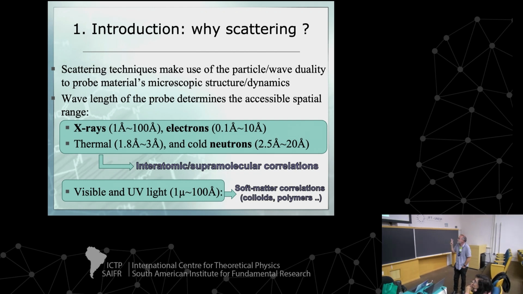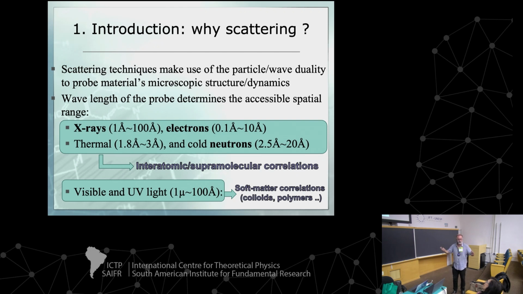So all these scattering techniques make use of the particle-wave duality, and they use this to probe materials. So the wavelength associated with any particle, or if we think about photons, is just the wavelength. We don't have mass there. It will determine exactly what we can see.